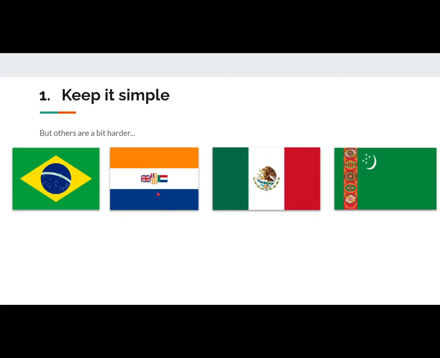That's important to them, but it's really a confusing flag design. The Mexican flag is very complicated, but the symbol has particular meaning, so we can agree with it. And the Turkmen flag we see here on the left, those particular patterns all have meaning but are complicated.